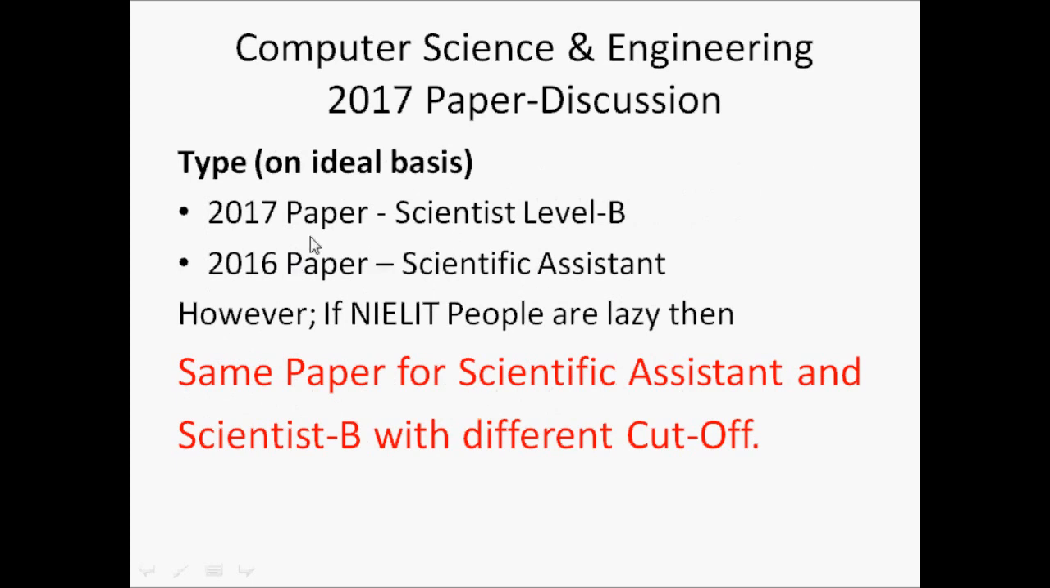As I already told, there are around 382 posts: 340 for Scientific Assistant and 42 for Scientist level B. In my opinion, the type of paper held in 2017 is more apt for Scientist level B, and the 2016 paper is more apt for Scientific Assistant. Although if NIELIT is lazy, they can ask the same paper for both posts with different cutoffs. For Scientist B there is not much problem, you have to be on the higher side of your study, while for Scientific Assistant you need to be on your toes for both kinds of paper.